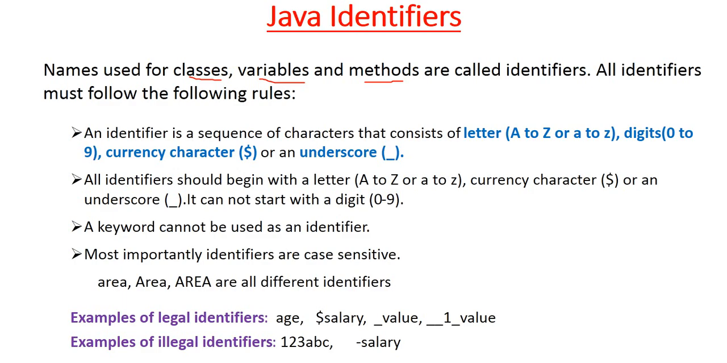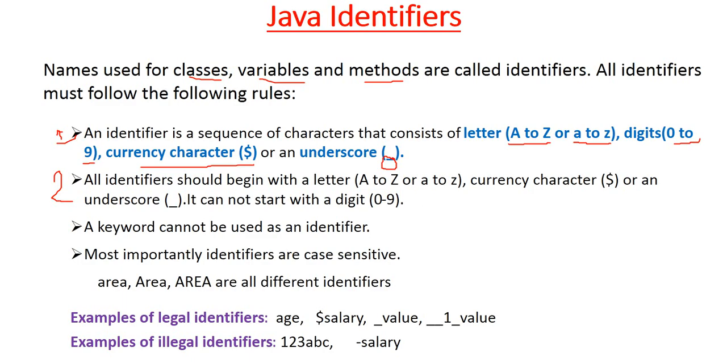All identifiers are a sequence of characters that consists of letters. What letters? From capital A to capital Z, or from small a to small z. They can contain digits from 0 to 9. They can contain a currency character, the dollar sign. So an identifier can also contain a dollar sign, or an underscore. This one is actually the underscore sign. So this is the first rule.